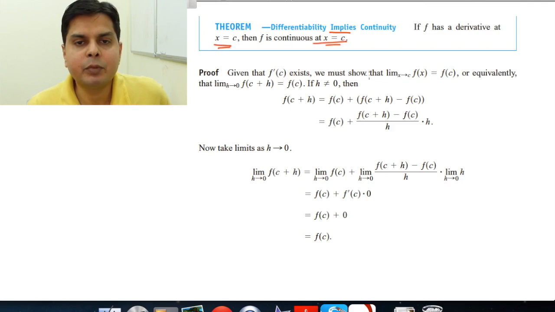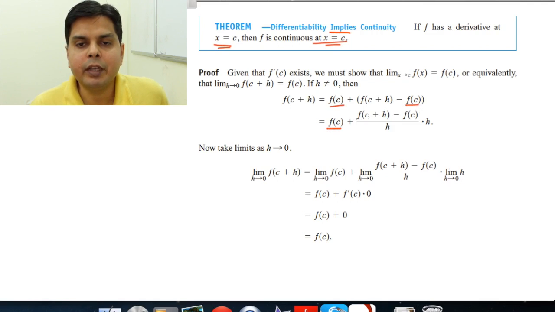Given that f prime c exists, we must show that limit x tends to c, f(x) is equal to f(c). Or equivalently, we can say that limit h tends to 0, f(c plus h) is equal to f(c). Let's take h not equal to 0, obviously, because if h is equal to 0 then f(c) is equal to f(c). This is trivially true. So if h is not equal to 0, I can write f(c plus h) is equal to f(c) plus f(c plus h) minus f(c). The same thing: I have added f(c) and subtracted f(c).